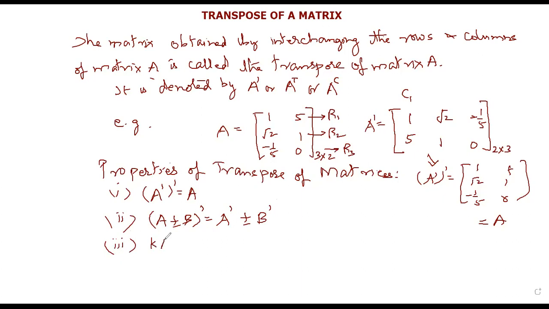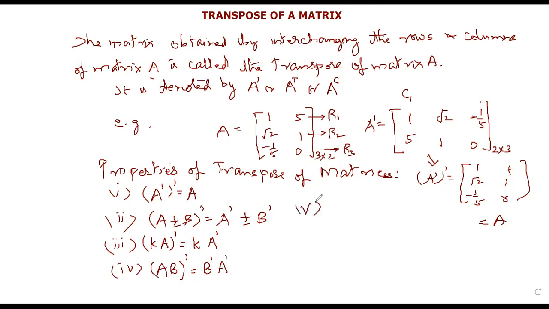Similarly, if a constant K is multiplied with A and we want to find the transpose of this, there is nothing to do with K. K is a constant, so we have to find the transpose of matrix A dash, obviously. And this fourth property is very important: when you are finding the transpose of the product of two matrices A into B, transpose will be equal to B transpose into A transpose. The position will be interchanged. B will come first and A will come second.